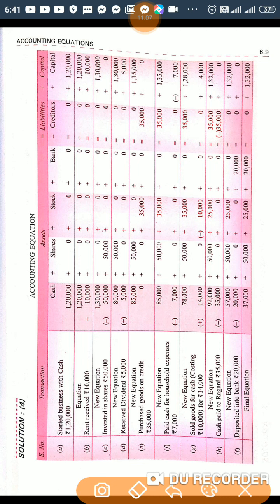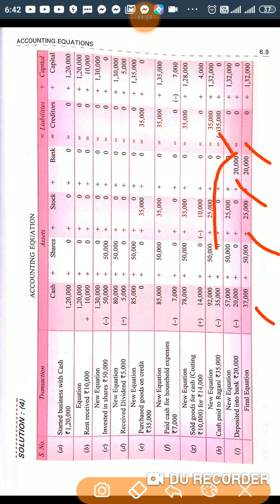Now the last transaction is deposited into bank 20,000, which means cash is decreased by 20,000, and at the same time bank is increased by 20,000. So in this transaction asset is increased and decreased by the same amount, so the equation remains balanced. The final equation is cash 37,000, 50,000 shares, stock is 25,000, bank is 20,000.